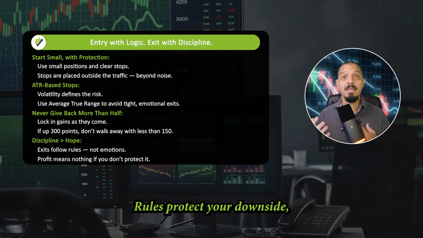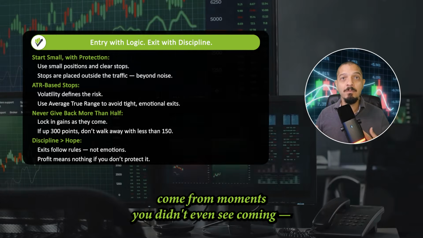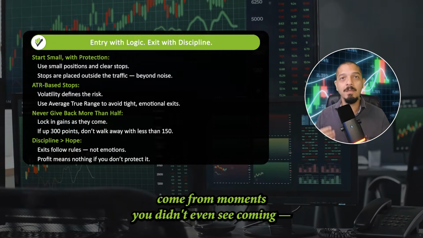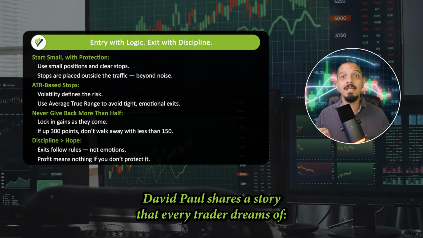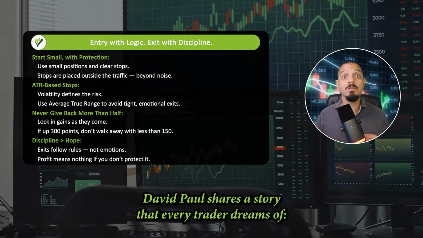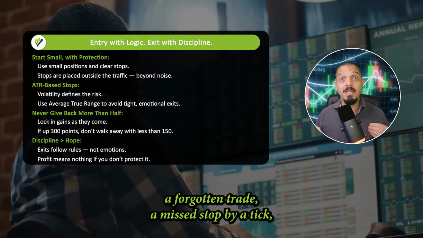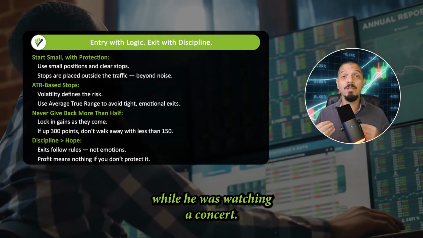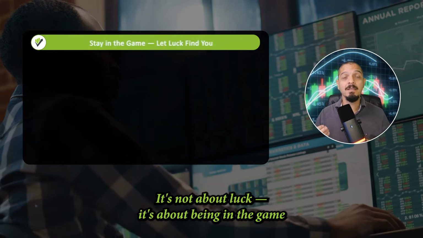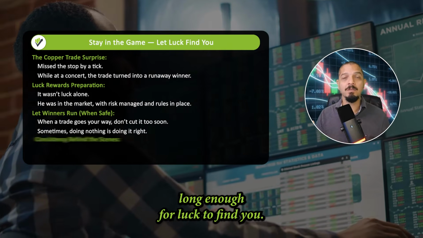Rules protect your downside, but sometimes the best trades come from moments you didn't even see coming. Not because you weren't paying attention, but because the market had its own plans. David Paul shares a story that every trader dreams of: a forgotten trade, a missed stop by a tick, and a runaway winner that unfolded while he was watching a concert. It's not about luck, it's about being in the game long enough for luck to find you.